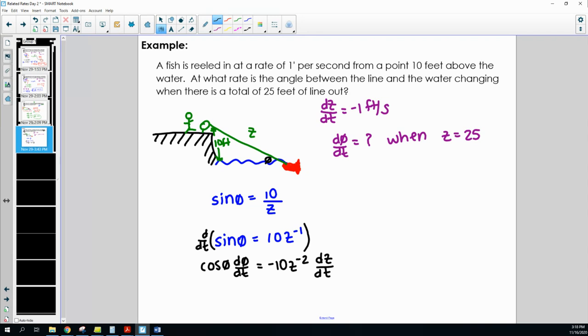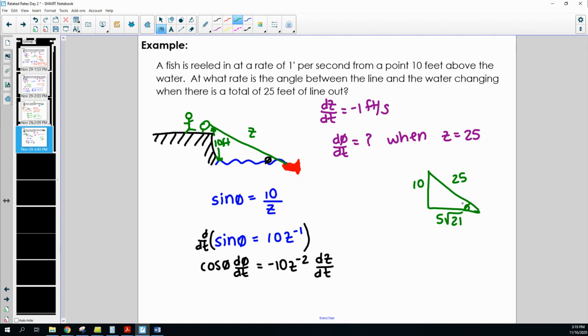Now if I try to plug things in here, I'm going to get a little stuck because I'm trying to find d theta over dt. I have dz over dt, and I have z, but I don't have cosine of theta. So we're going to create another little triangle over here and figure out what the cosine of theta is. If theta is over here, and this side is 10, and at the particular point when z is 25, that side is 25, what's going to be this side? We're going to use Pythagorean theorem: 10 squared plus b squared equals 25 squared, solve for b. We should get 5 square root of 21. That's the length of the bottom of my triangle.